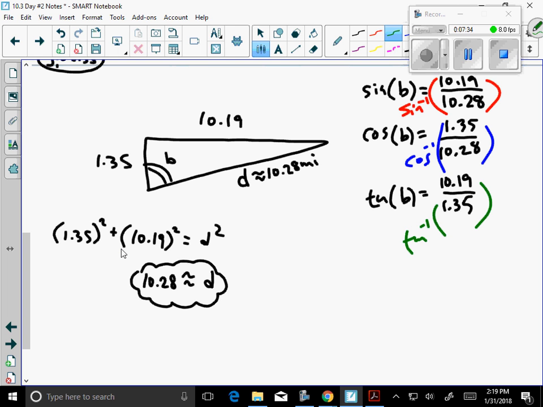People born in January through April do inverse sine. May to August, inverse cosine, and September to December, inverse tangent. Let's compare what we get.